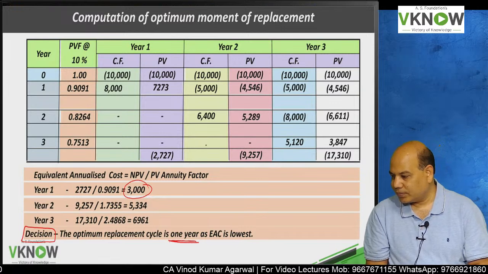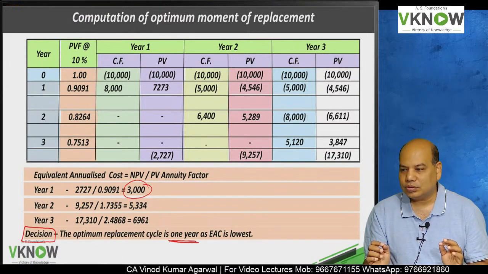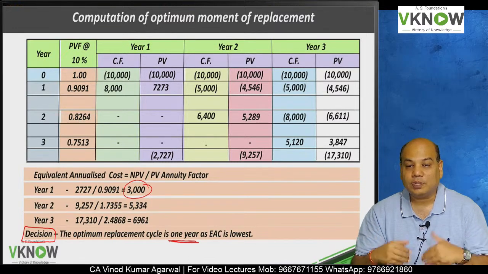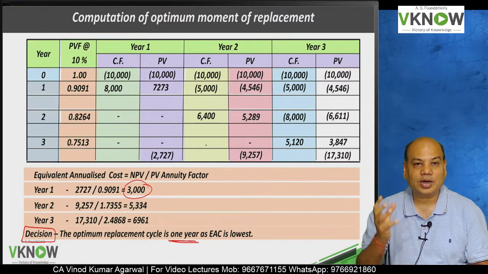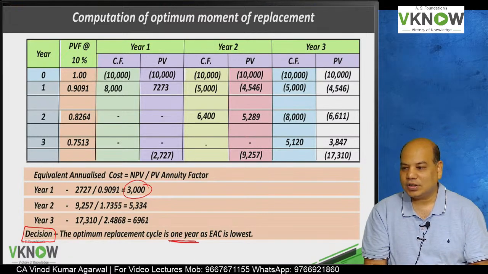Do you agree? This is how we will compute the optimum replacement cycle of an asset. You can apply it in your own life also. Apply it for your mobile phone, apply it for your two-wheeler, apply it for your car. Is it right?